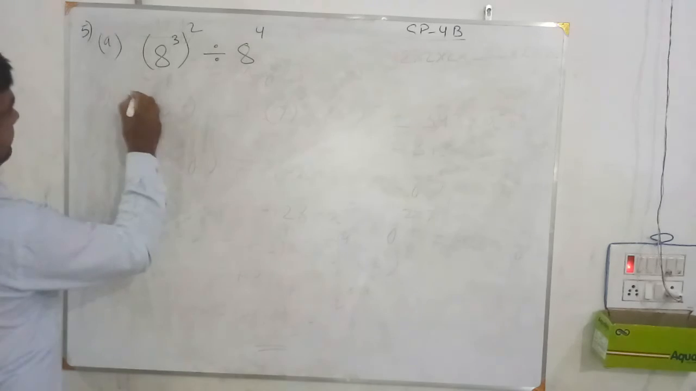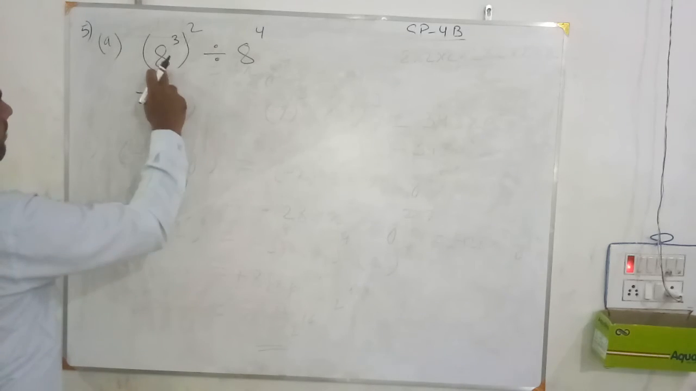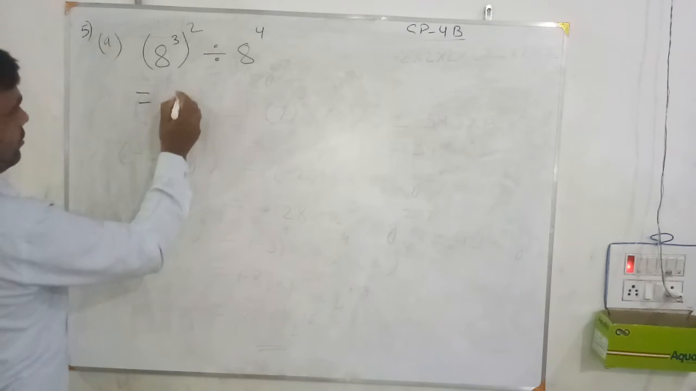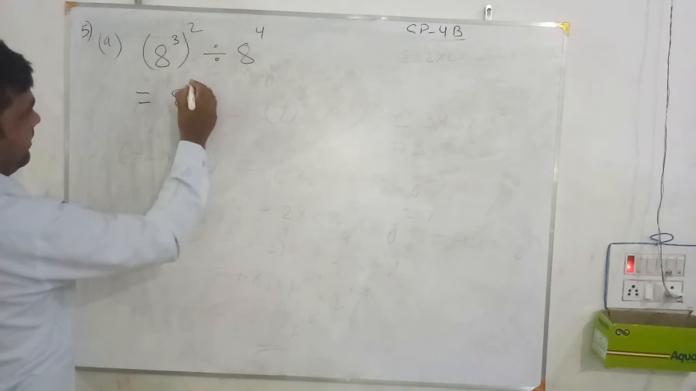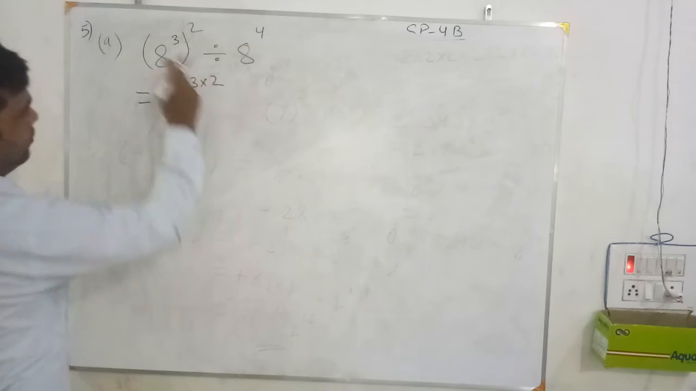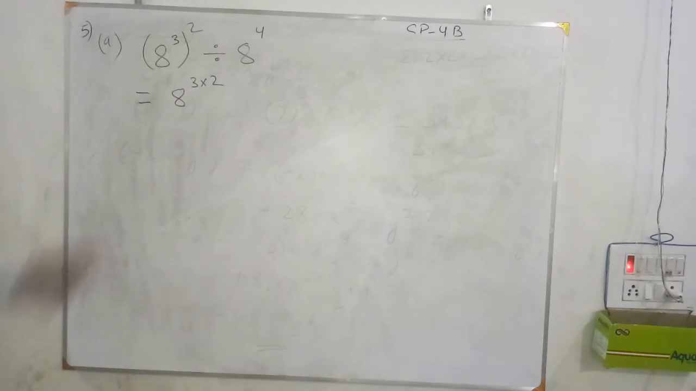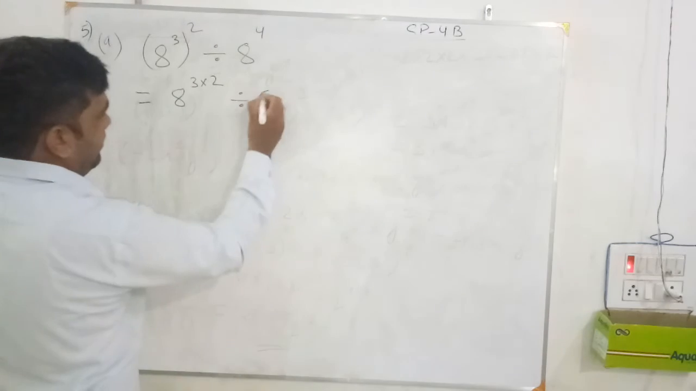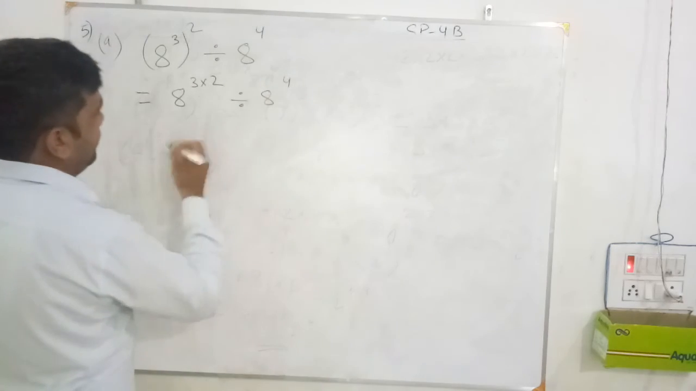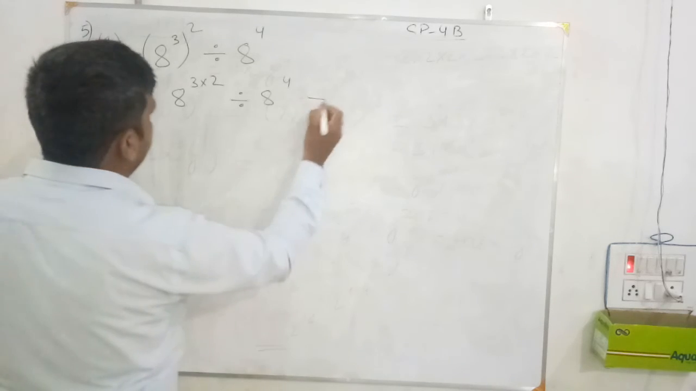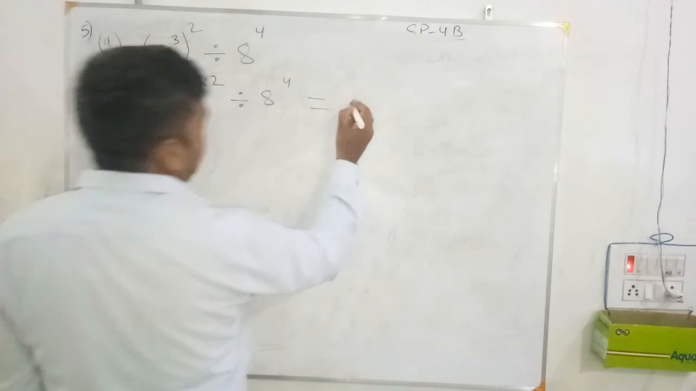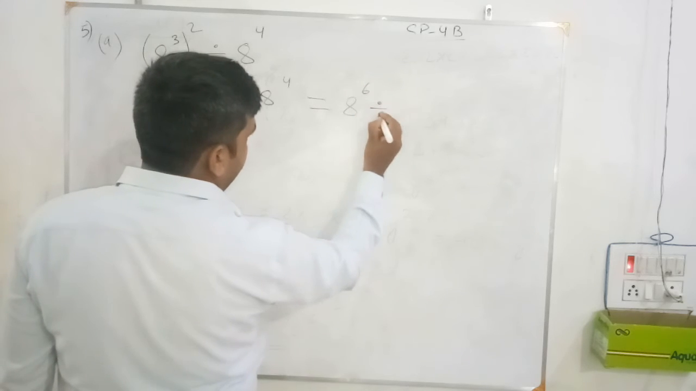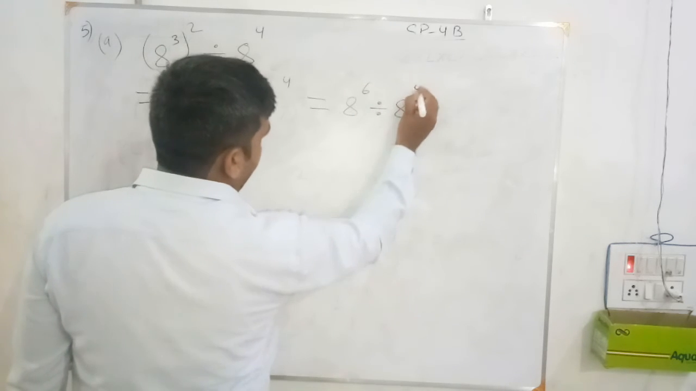Now see here, we apply the power law. The base is same and there is a power raised over a power, so take the base common and multiply the powers, that is 3 multiply 2. So here we apply the power law. Here it is divided by 8 to the power 4. So what value are you going to get? 8 to the power 6, divided by 8 to the power 4.